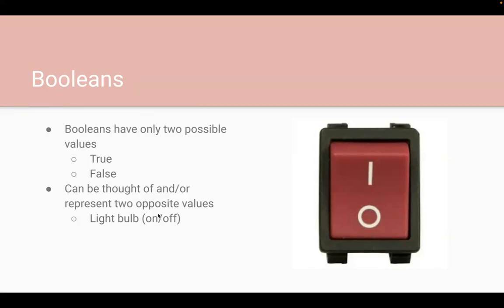And they can be thought of or represented by two opposite values. Once again, those are the opposite values, right? Saying yes to cheese or no to the cheese. This can also be like a light bulb. If it's on or off, that's a Boolean, right? If it's on, that's the opposite of being off. So that's a Boolean value right there.